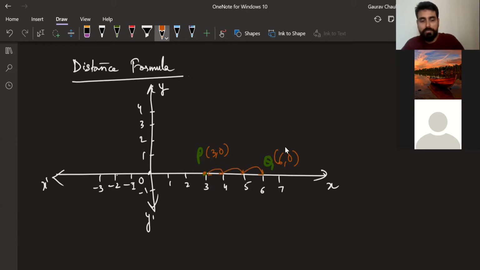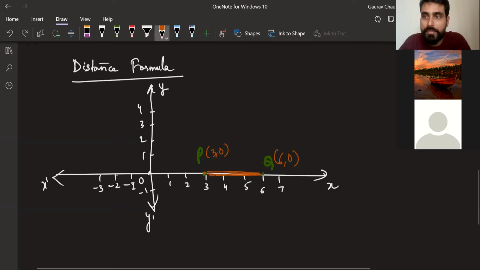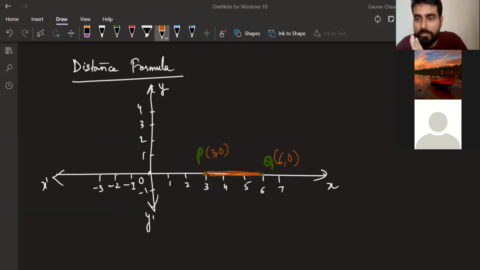Okay. Basically, you have to find the distance. When I say the distance between P and Q, you have to find the length of this line segment. Can we say that? Is that okay with everyone? Give me a thumbs up if you're following me here. The distance between P and Q is the length of the line segment PQ.